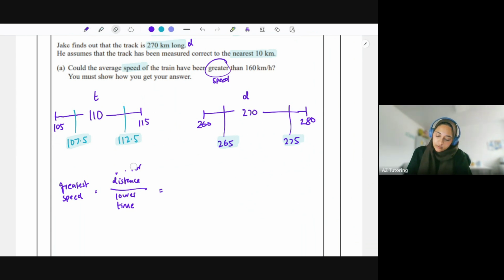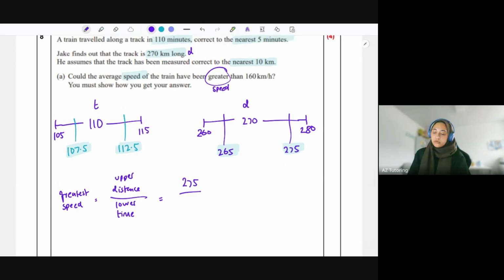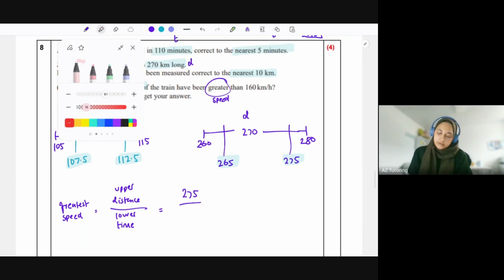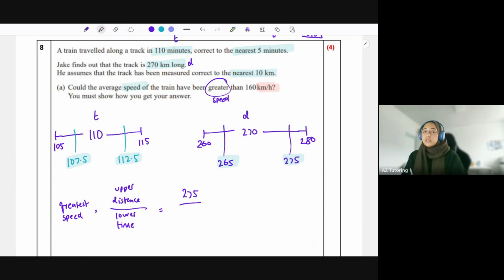Instead of using the word greater, I'm going to use the word upper because it's an upper bound, but it doesn't really matter, you'll still get the marks. So our upper distance is 275, and our lower time is 107.5, but there's another thing you need to notice. Our units is kilometers per hour. So our units for distance is fine. That's in kilometers, so that's good. But our time is in minutes. But we don't want it in minutes, we want it in hours.